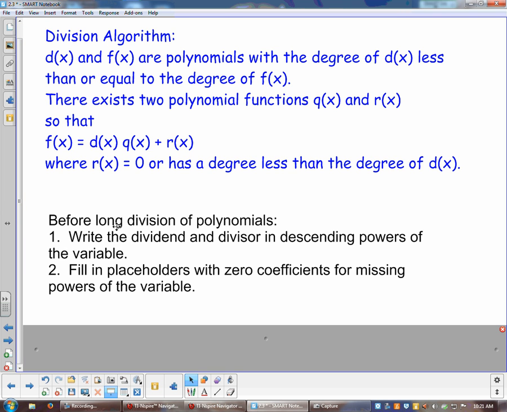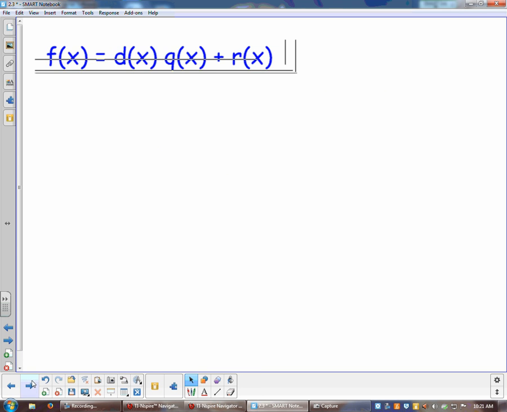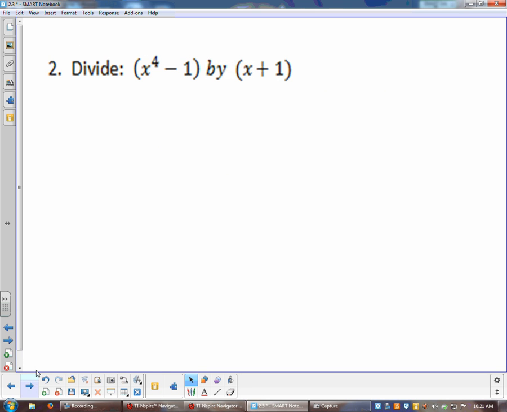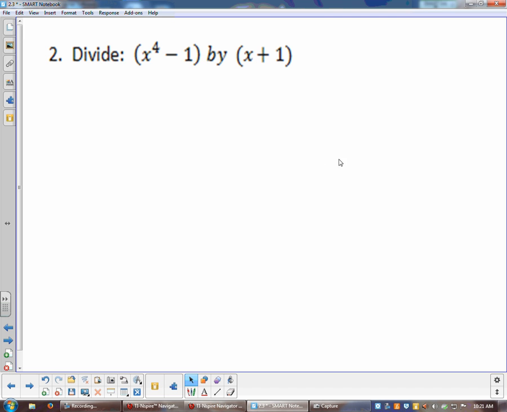Before long division, write the dividend and the divisor in descending powers of the variable, right? You got to have them all in order, and you got to fill in placeholders with 0 coefficients. We talked about that. Okay, did we do this one? Okay, so let's do this one. Let's try this one with synthetic division, since we are dividing by x plus a number or x minus a number. What number would we put in the box?